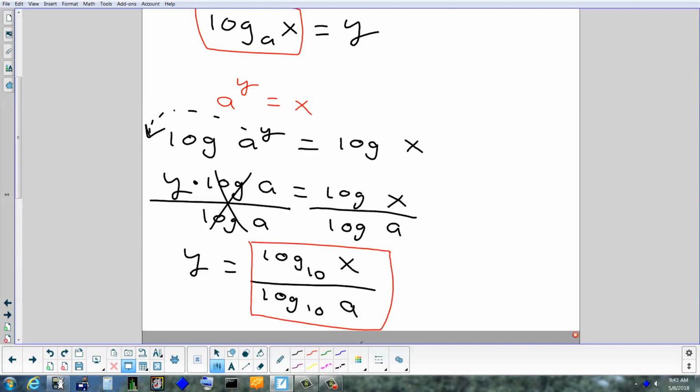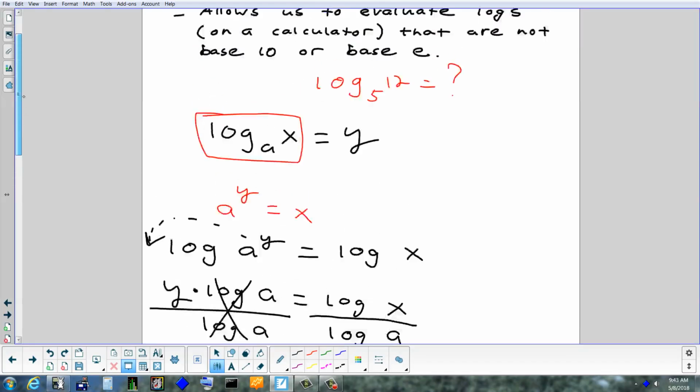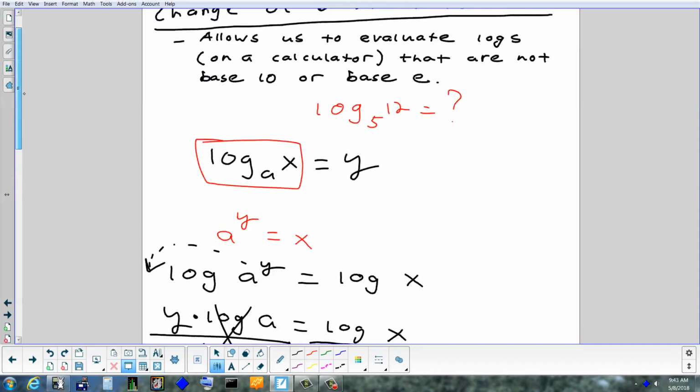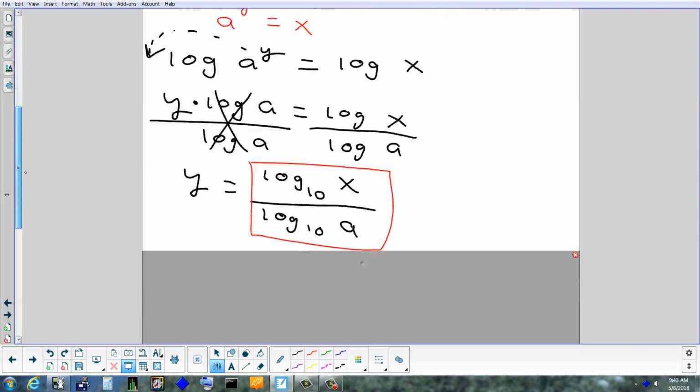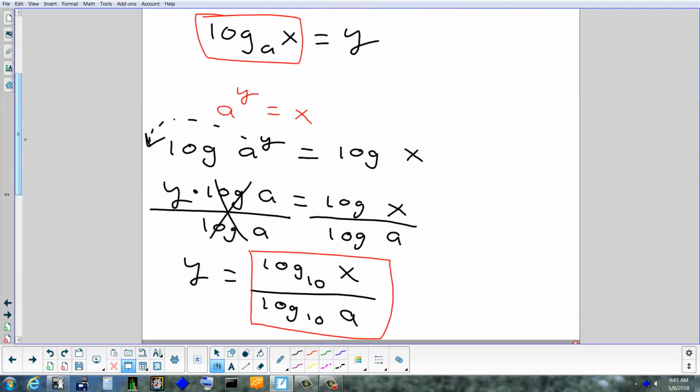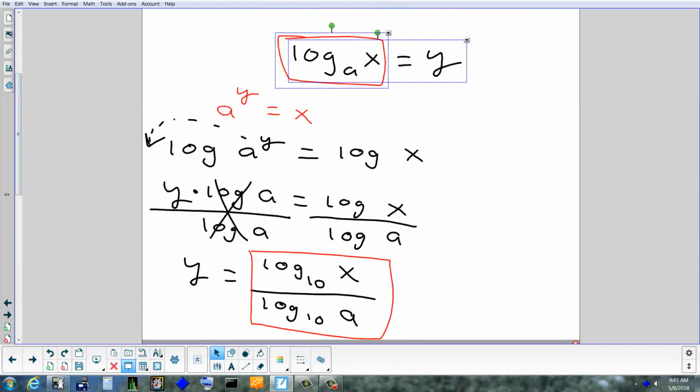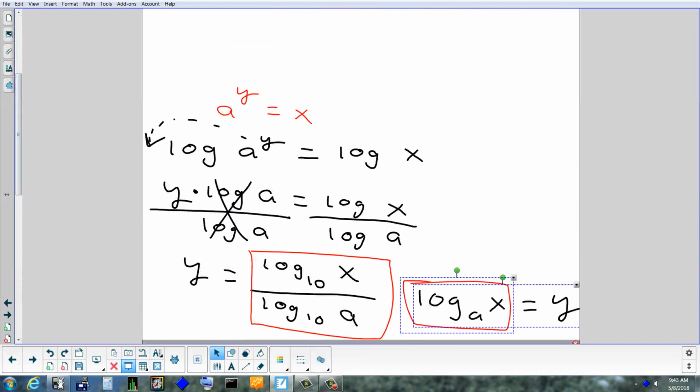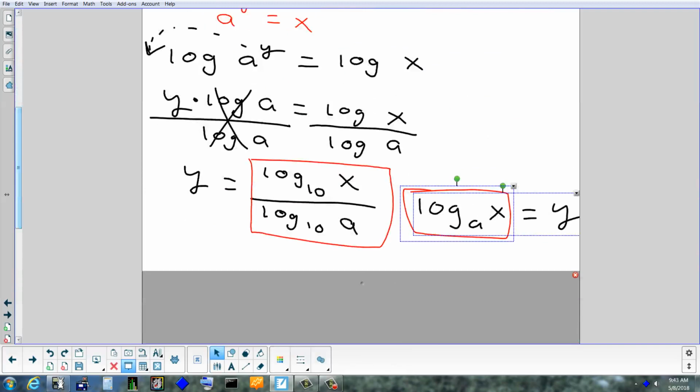So I have a new formula for y, which is what I had originally. But now I've rewritten the formula in a way that I have a button for base 10. So now I could type something like that into the calculator. So if you wanted to know what log base 5 of 12 is, let's just take this and put it next to it so it's easier to see.